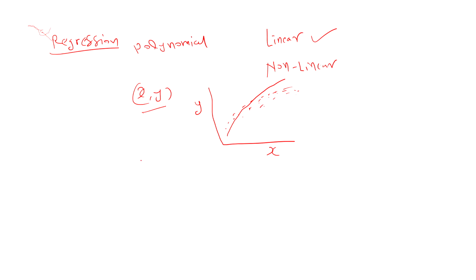Now in polynomial regression that has the Taylor series form, suppose I have this y and that is a0 plus a1x plus a2x square, and so on and so forth. Now this is called linear polynomial regression. That means this y is the best representation of this data set.